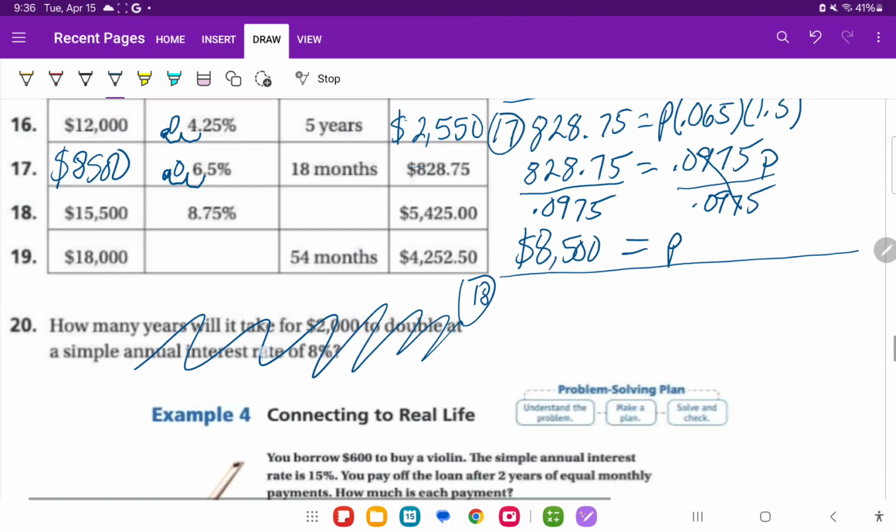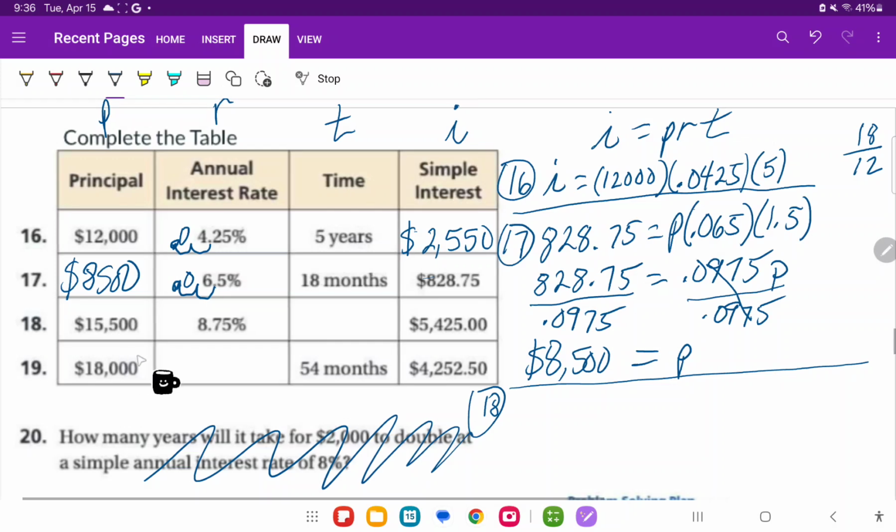So what are we missing on 18? Well, on 18, we don't know the time. And that's what we just did today. We don't know the time on that one. It's right there. We're missing that part. So we're going to fill in everything else. So I got my interest, I got my principal, and I got my rate. So we're going to plug that in.